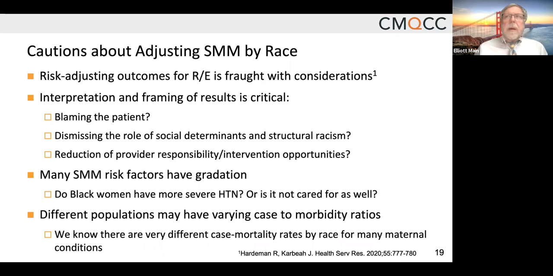We're looking to see about risk adjustment by race, but there are additional considerations, and so we're cautious about this. There have been a number of articles out recently about using race in risk adjustment, and so we have to be very cautious in our interpretation and framing of results. We don't want to be blaming the patient. We don't want to be dismissive of the role of social determinants and structural racism. And we don't want to reduce provider responsibility for quality of care and overlook intervention opportunities.